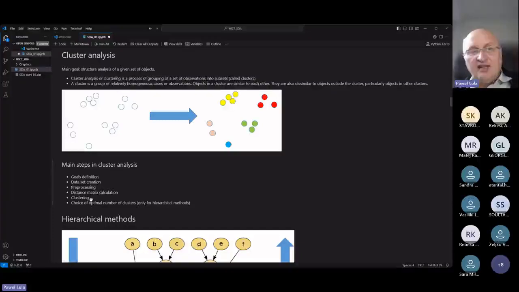We can then use a method which will allow us to identify clusters. Today, I will talk about 5 or 6 methods, and I will show you how to use them in practice for our dataset. And sometimes, not always, we should make a very important decision about the selection of a proper number of clusters in our dataset.